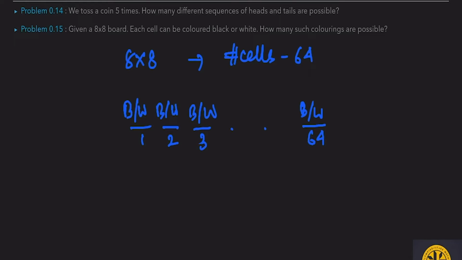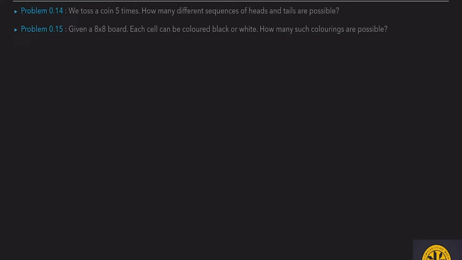So it's pretty much similar. We did a very simple variant in the previous problem where we tossed a coin 5 times and every time we had two choices. However, in this case, we can equivalently translate this problem as 64 coin tosses. Every time you would have two choices. So in this case as well, you would have two choices for every cell. So in total, you have 2 to the power 64 possible colorings. Jumping on to the next problem.